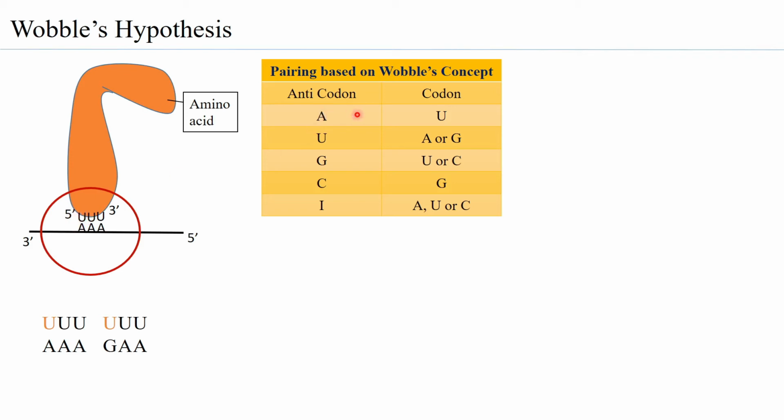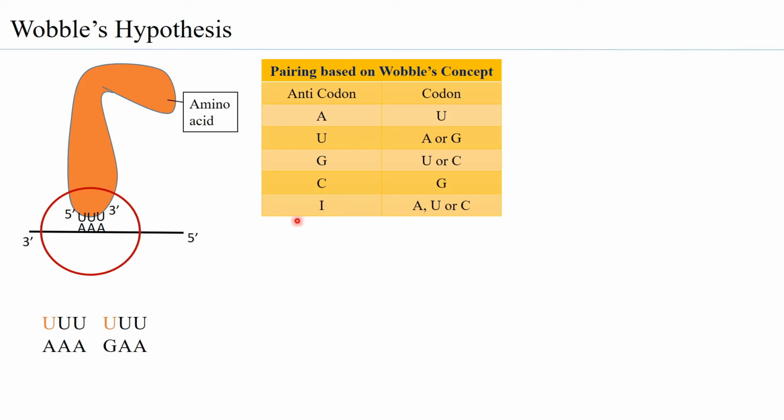If it is A, it will only always bind to U. So here you do not have any wobble. But if it is U, as we can see, it can interact or hydrogen bond with both A and G, as you can see over here. G can with U and C. C cannot wobble, but there is a fifth nucleotide that is present in tRNA. Please note again that tRNA has several rare nucleotides present in its structure. And one of the rare nucleotides that is present is inosine.